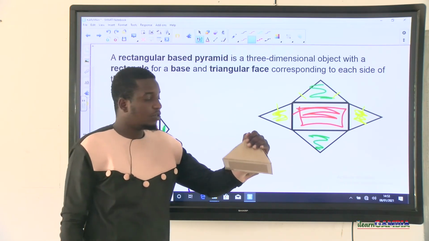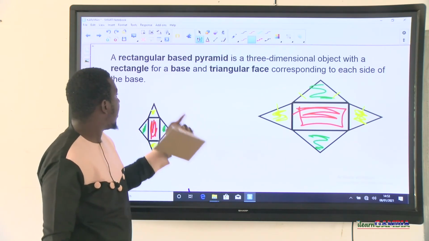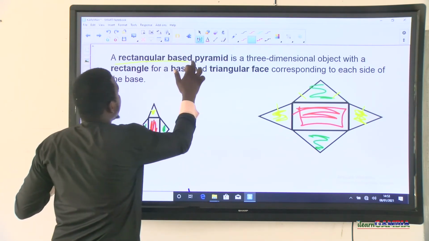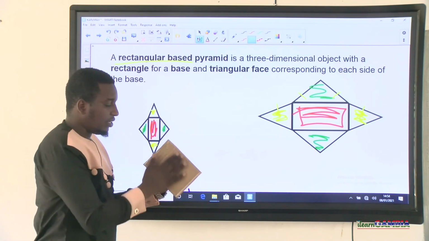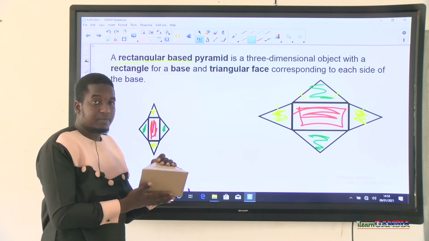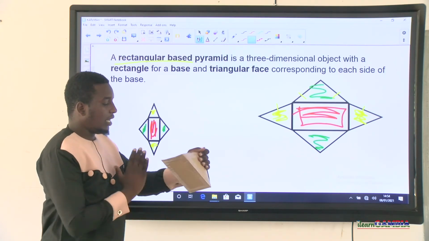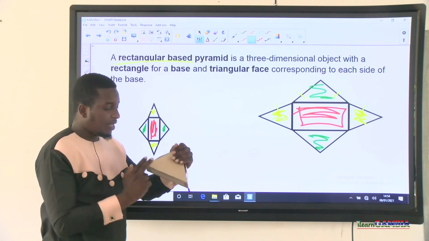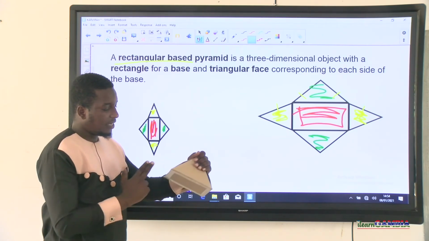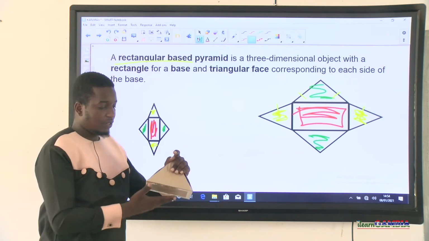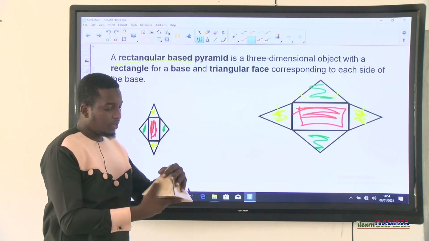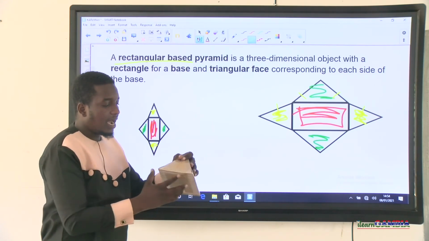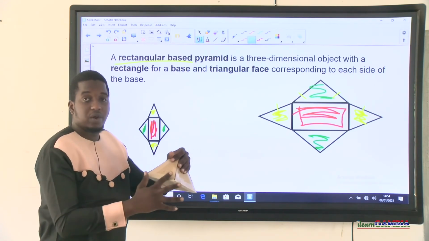So what do we need in order to form a rectangular based pyramid? As the name denotes, we need a rectangular base. Aside from that, we look at the length of the rectangle. We should have two triangles that have the base of the length of the rectangle. That is one. Again, we need two other triangles, that is this one and this other one here, that have their base equal to the width of the rectangle.